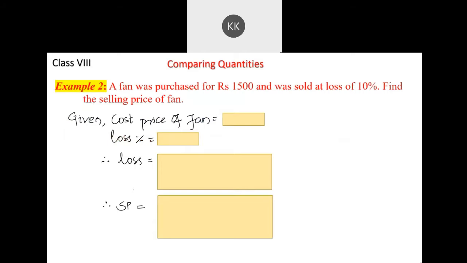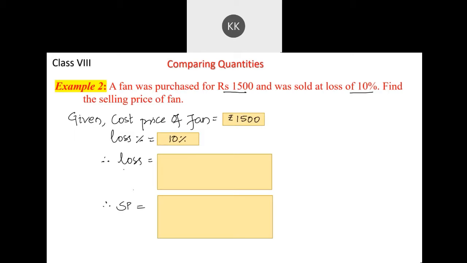Now I have made this question with some blanks. We need to fill it. A fan was purchased for rupees 1500. What will be the cost price now? It is rupees 1500. And it is sold at a loss of 10%. So the loss percent is given as 10%.